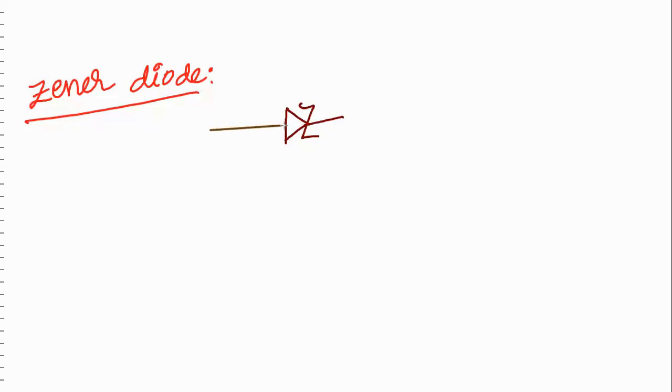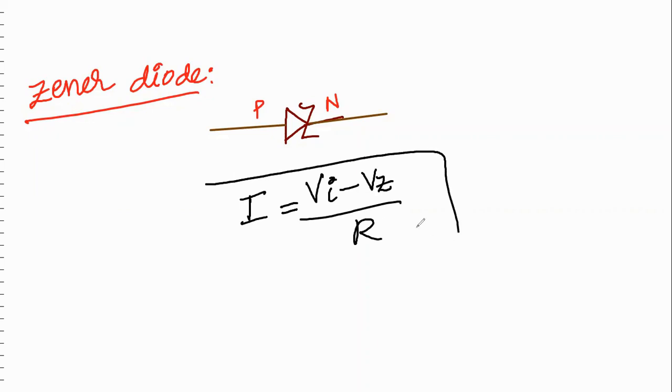The Zener diode will act in forward bias as well as in reverse bias. It is used to control the voltage, meaning the Zener diode is used as a stabilizer or voltage regulator. Then I is equal to VI divided by VCHAT.